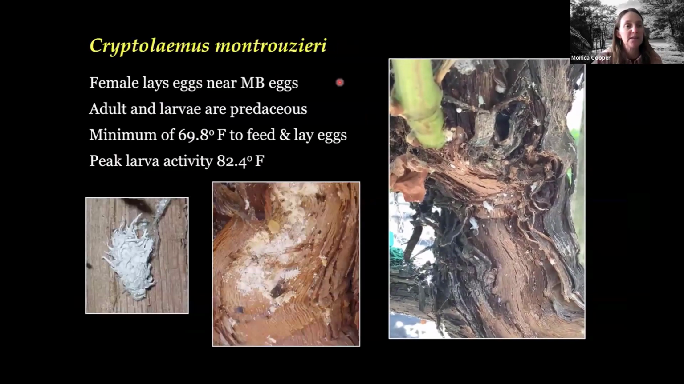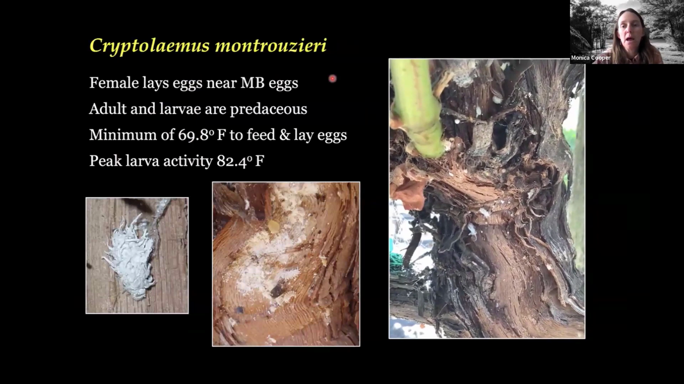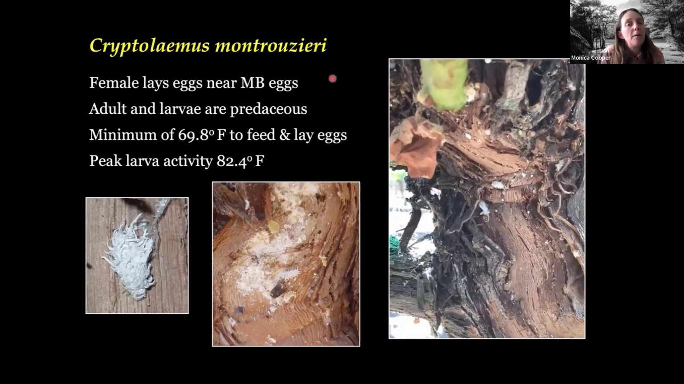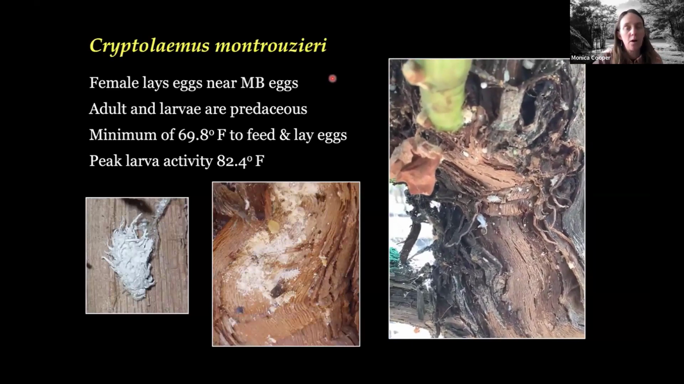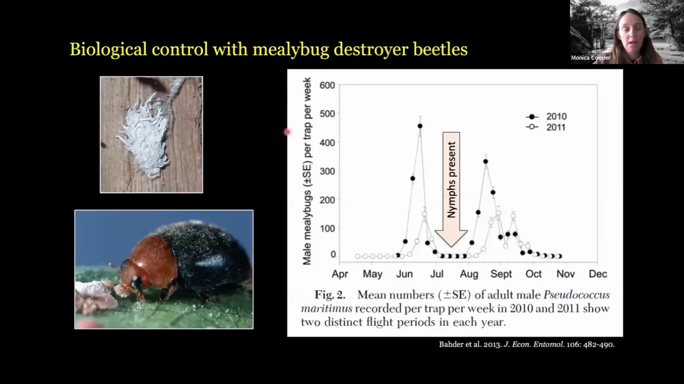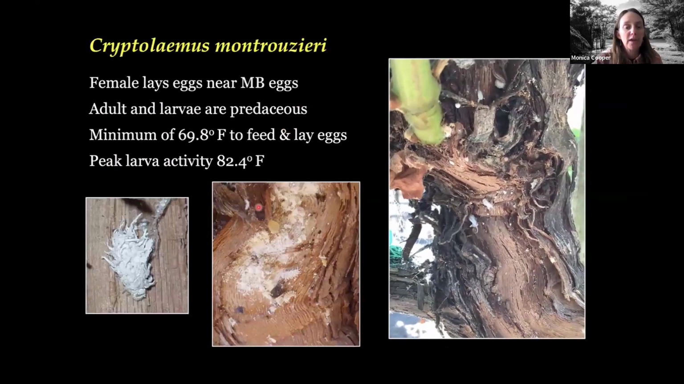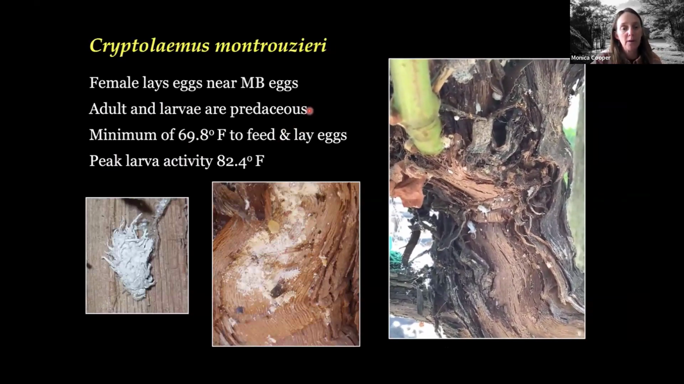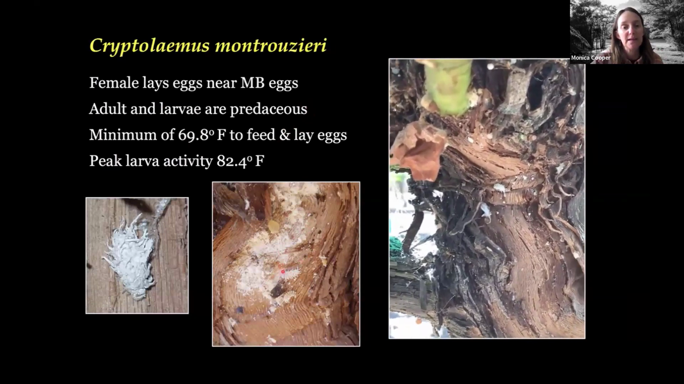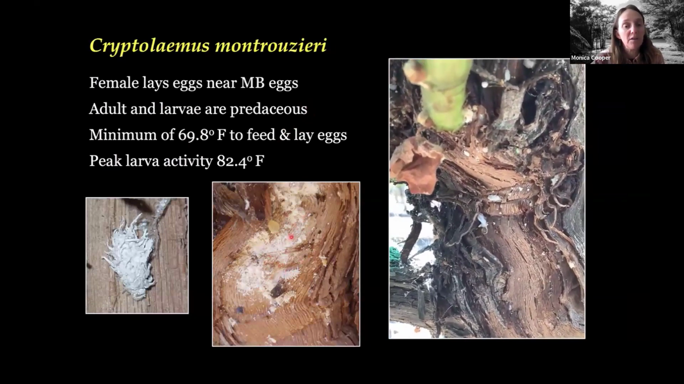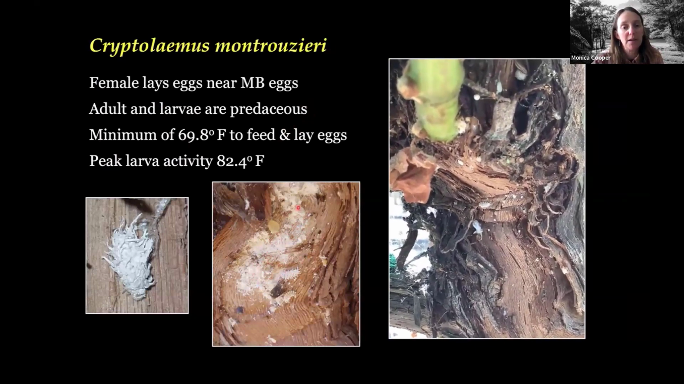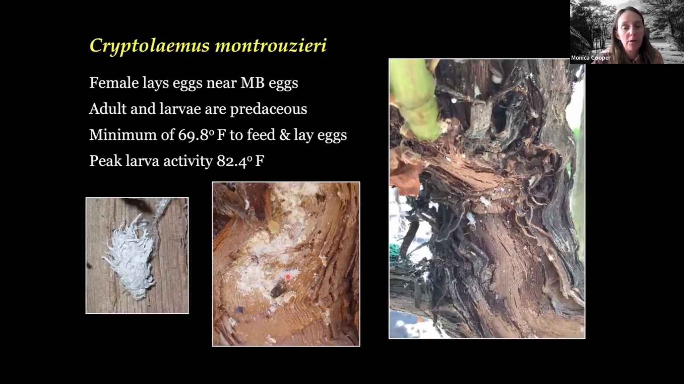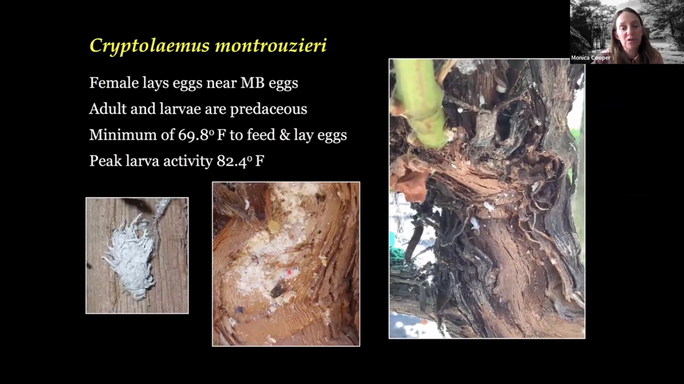So this is a tropical beetle species from sort of the tropical Pacific region. The female beetle, which is what you saw in this photograph, will lay her eggs near the eggs of a mealybug. And then when the nymph of the beetle hatches, it basically just eats all of the eggs. So in this case, these were all places where there were either eggs or nymphs of mealybugs. And now all you can see left are the mealybug destroyer larvae.